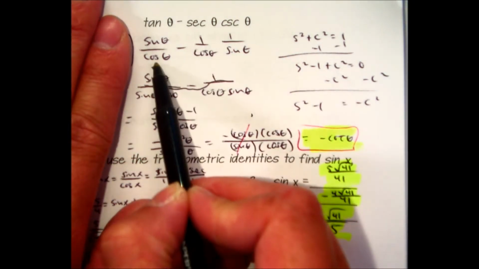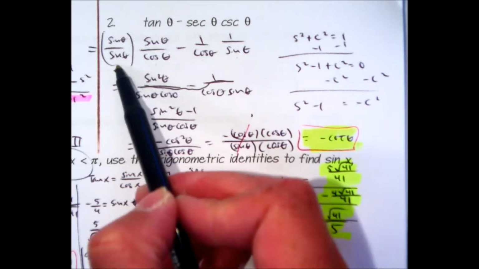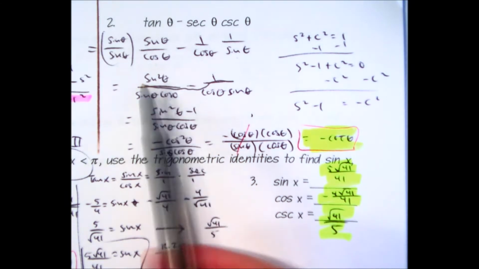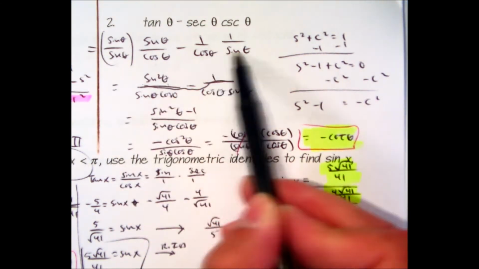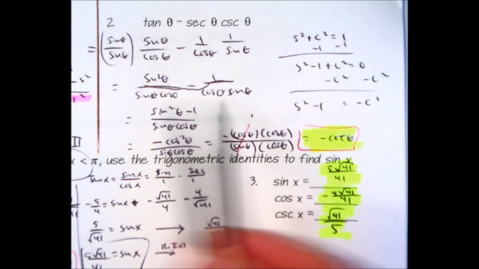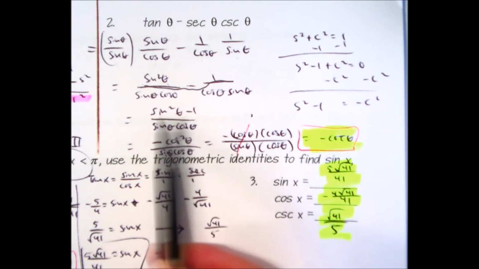I have cosine on this side. On this side I have both cosine and sine. So this side is missing sine. So I multiply by sine over sine. This gives me sine squared theta, sine cosine, and then I can just multiply these two. I have a common denominator, so I can make it one fraction, sine squared theta minus 1. That looks like a Pythagorean identity.